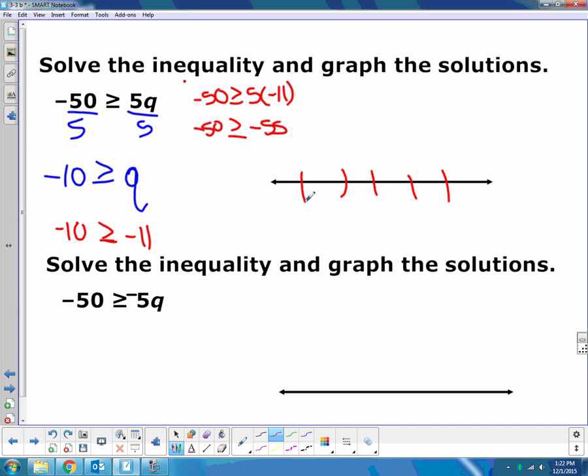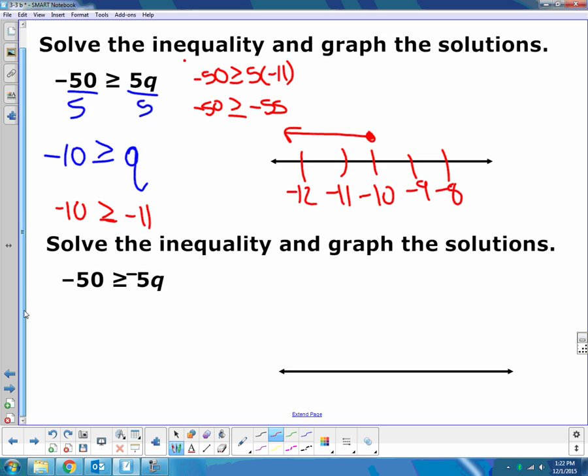If you're thinking, so what was the point of that? Just wait. Negative 10 was my solution, and if I'm going to graph it, negative 11, negative 12, we have our potential solutions right over there. And so that would be our graph solution for that inequality. Let's look at the next one.